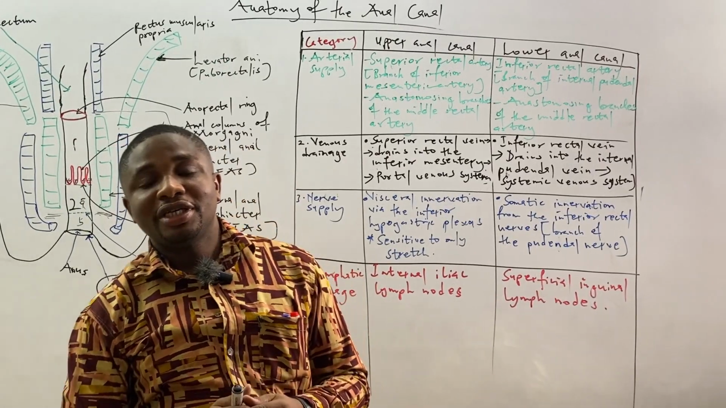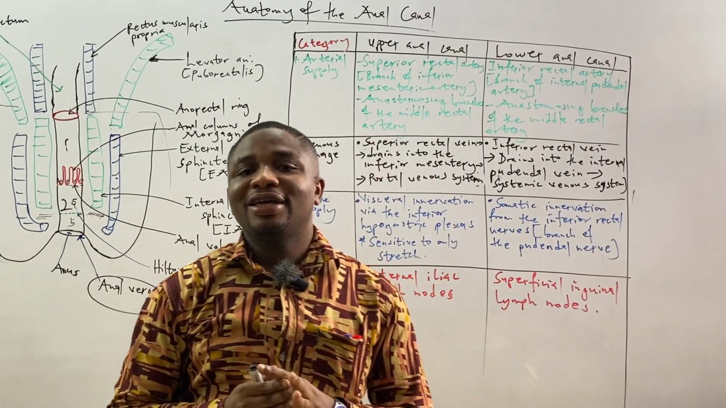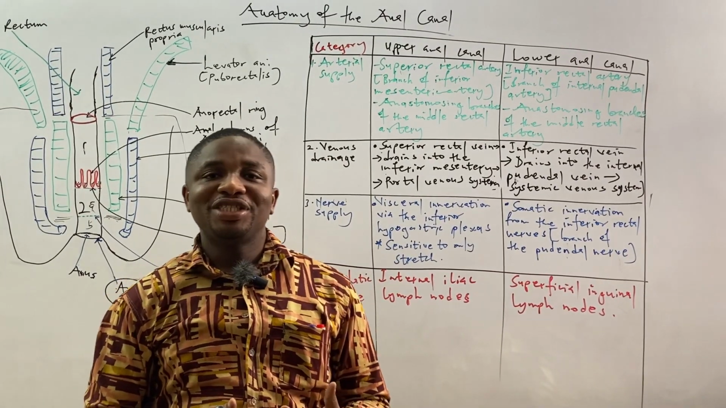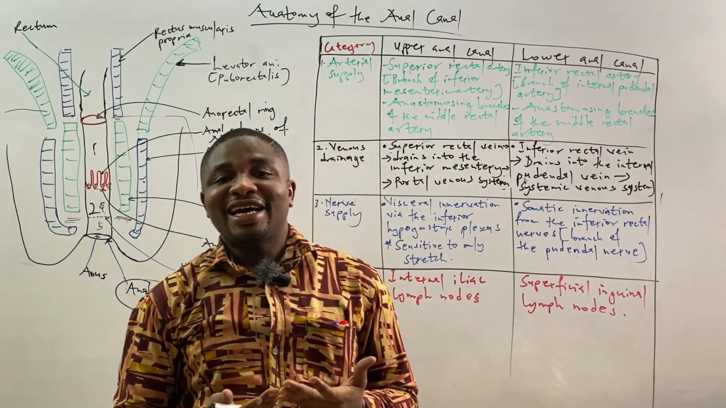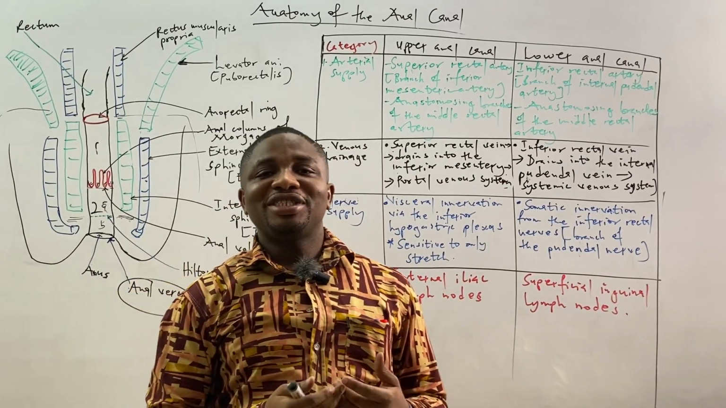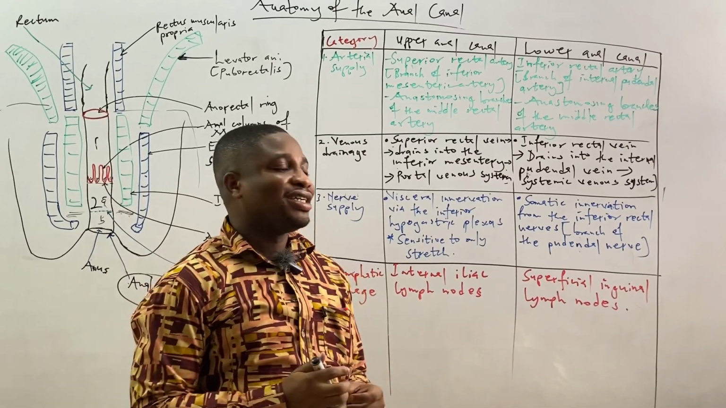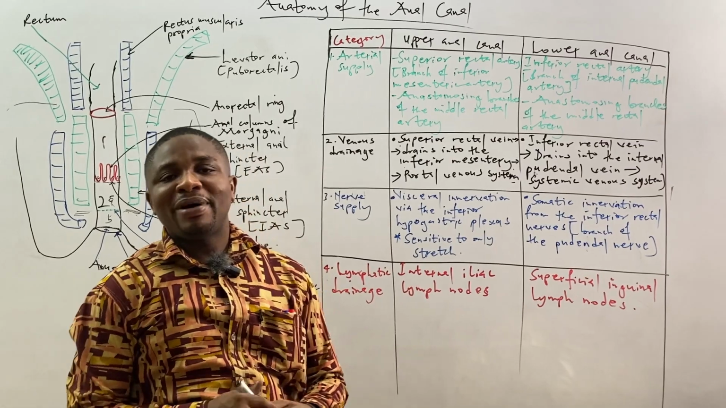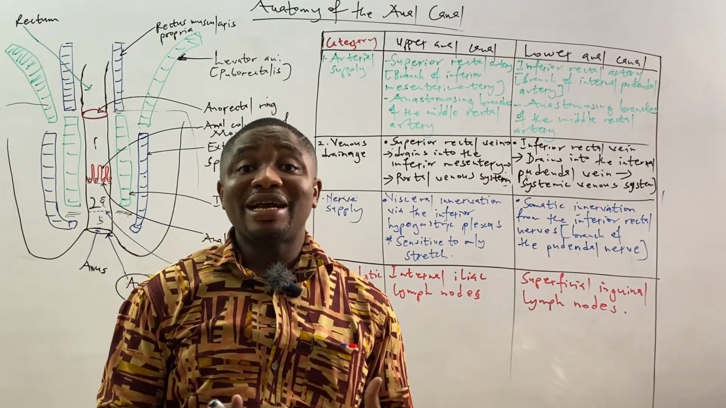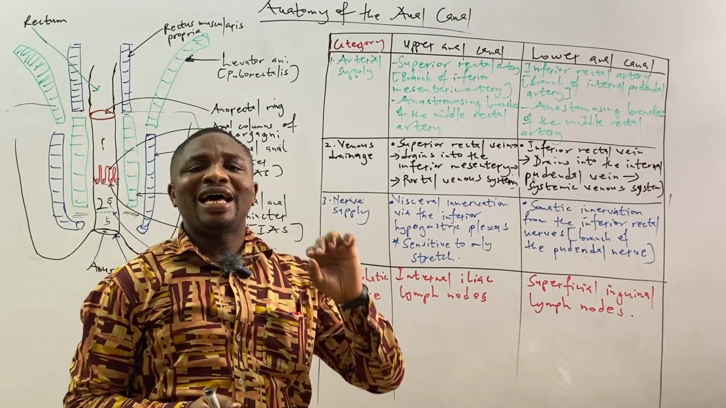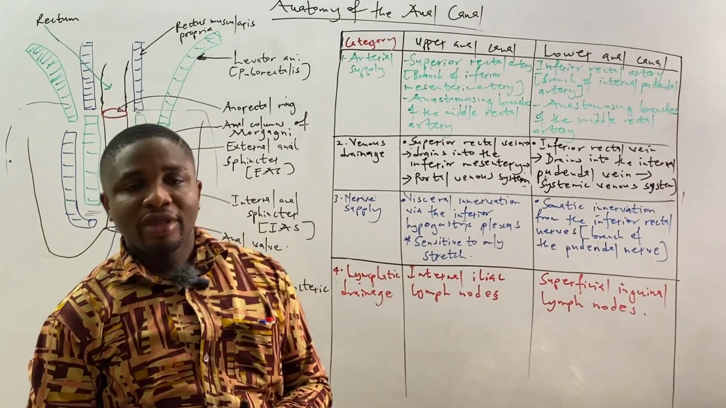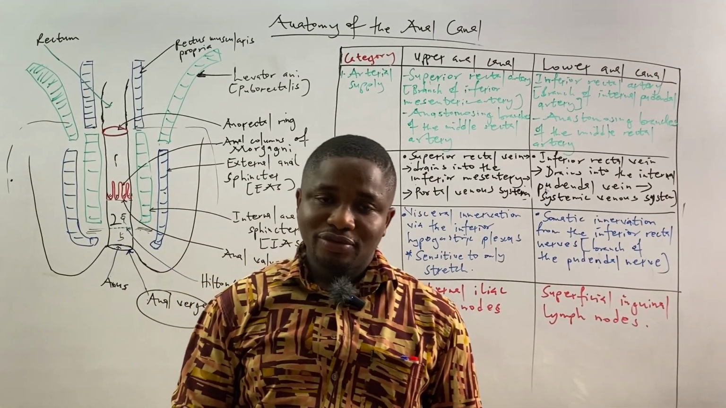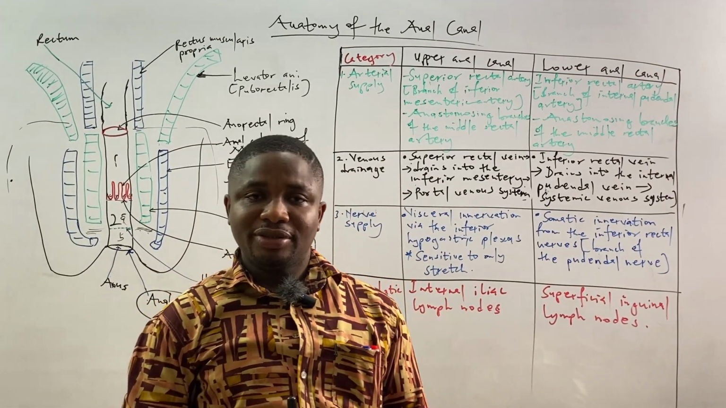Okay, so let's talk about the differences in the neurovascular supply of the upper anal canal and the lower anal canal. Or in another way, the region above the dentate line, that's the pectinate line, and the region below the pectinate line. So if you take the upper anal canal with regards to the arterial supply, that's the region above the pectinate line or the dentate line, it is supplied by the superior rectal artery. And you should know that the superior rectal artery is a branch of the inferior mesenteric artery.